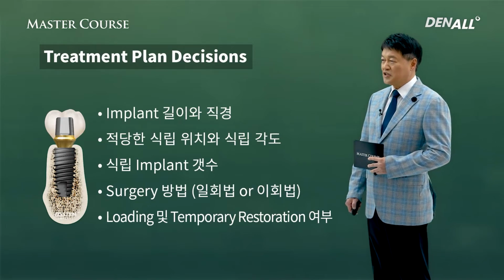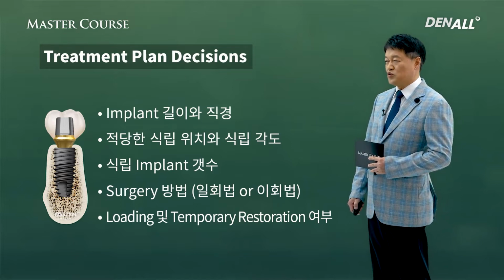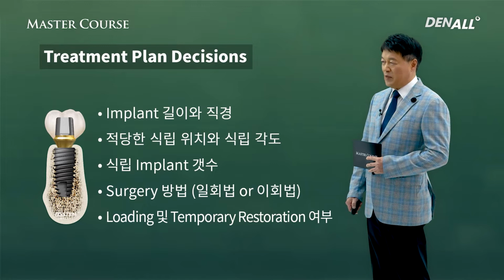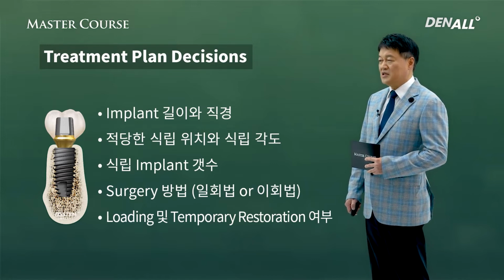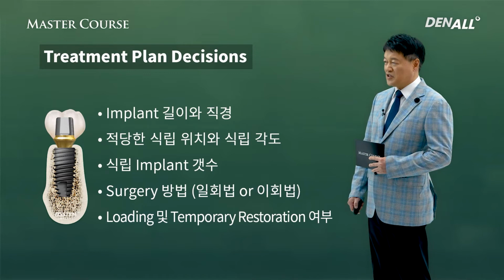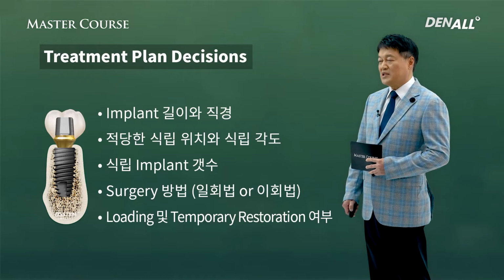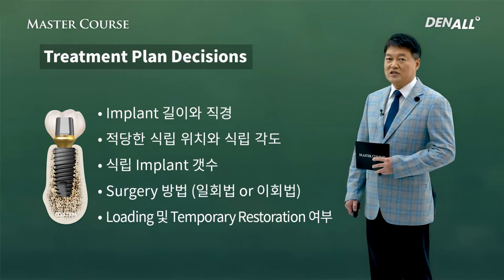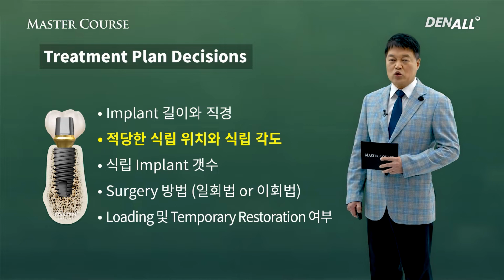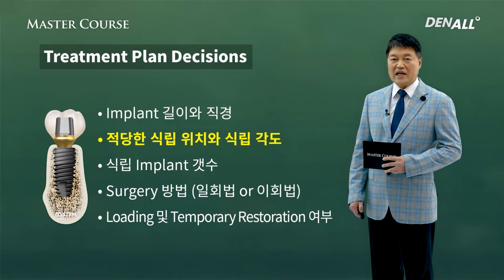look at the length and diameter of the implant to be placed. Placement position and angle, number of implants to be placed, whether it's going to be 1 or 2-stage surgery, loading. In the case of anterior, whether you're going to use temporary or not. They all need to be assessed. They're all important, but in my opinion, appropriate implant placement position and angle is imperative in getting accurate implant position and crucial to long-term prognosis and stability.